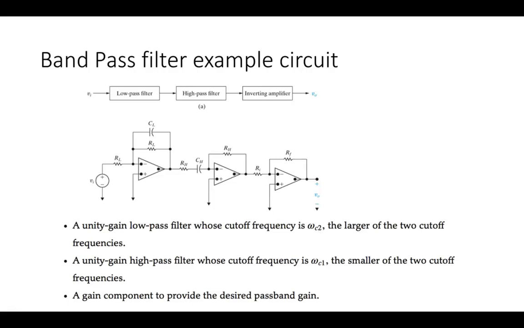The high-pass filter will have a cutoff frequency that is on the lower end, omega C1, so the smaller of the two. So basically, for your design, you set 1 over RLCL equal to omega C2, and 1 over R high C high equal to omega C1. And then if you need to make a gain adjustment because of design specifications, you can do that using this last stage inverting amplifier. So that's how you accomplish the transfer function that will give you a bandpass filter.